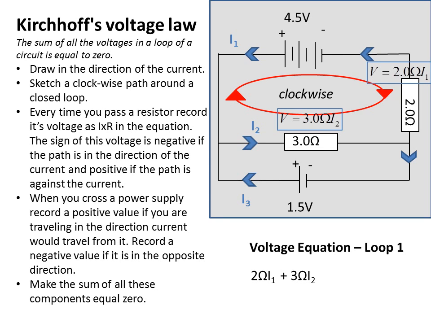As I travel through the 4.5 volt battery, I'm going in the opposite direction that the battery would push current. Because I'm going from positive to negative and not negative to positive, this is a negative voltage, and I write it down as negative 4.5 volts. These are the three components in this loop, and following Kirchhoff's voltage law, they must add together to equal 0.